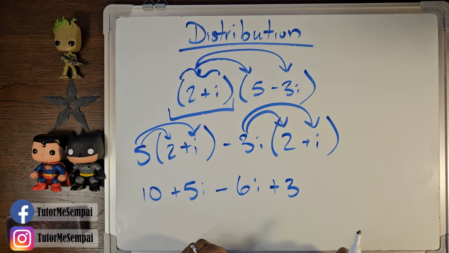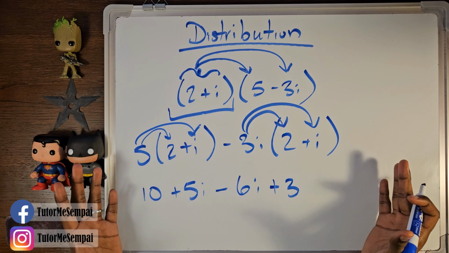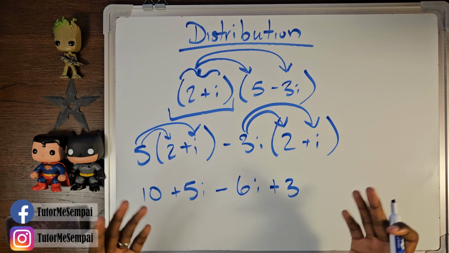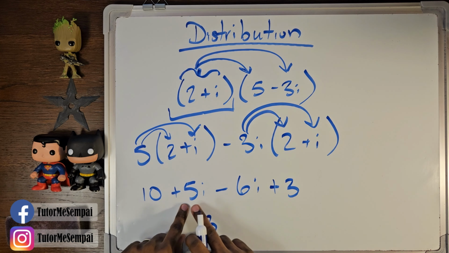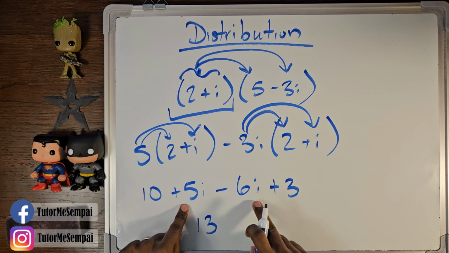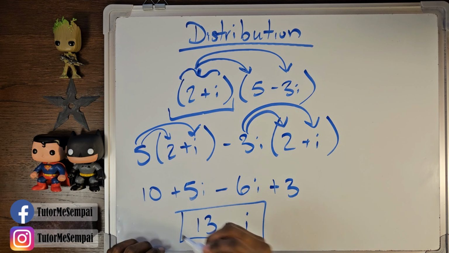a positive 3 here. Now that we've simplified all of our i's and we've gotten rid of all of our parentheses, we can just combine our like terms. So we have a 10 plus 3 gives us a 13, and we have a 5i minus 6i, which gives us a negative i. So our final answer is just going to be 13 minus i.